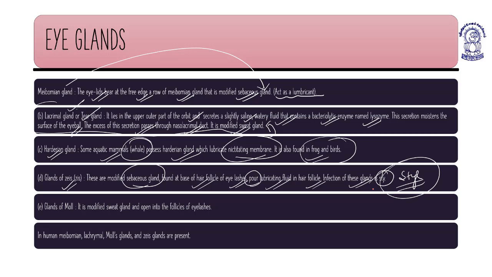Glands of Moll are modified sweat glands and open into the follicles of eyelashes. In humans, meibomian gland, lacrimal gland, Moll's gland and Zeiss's gland are present. The Harderian gland is not present in humans; it is present in frog, birds and aquatic mammals like whale.